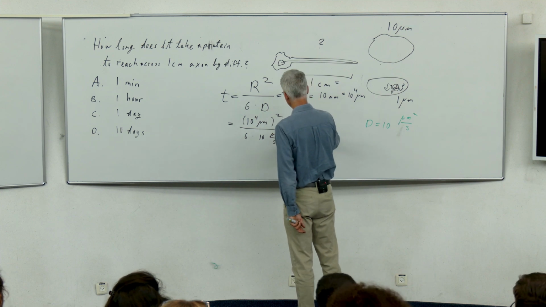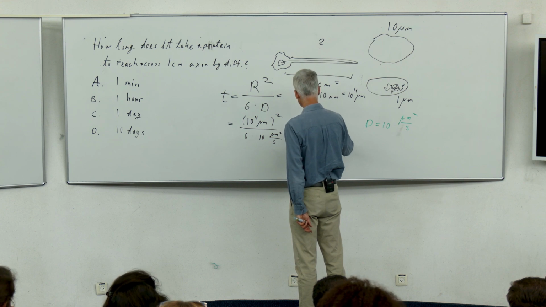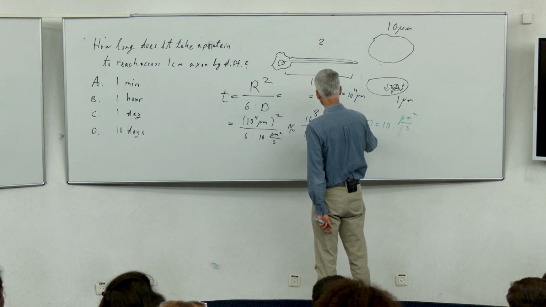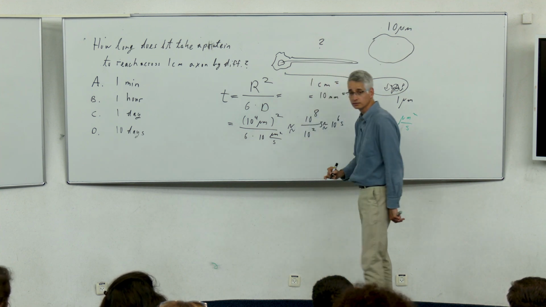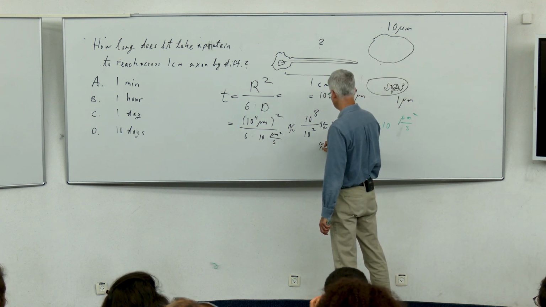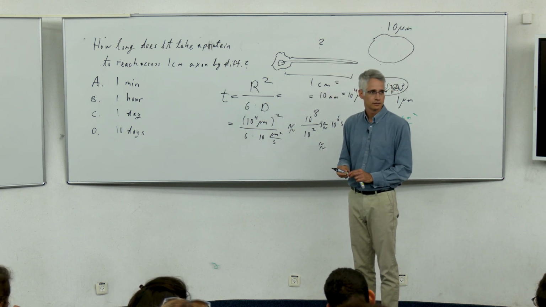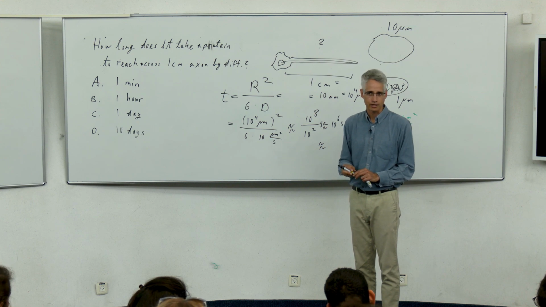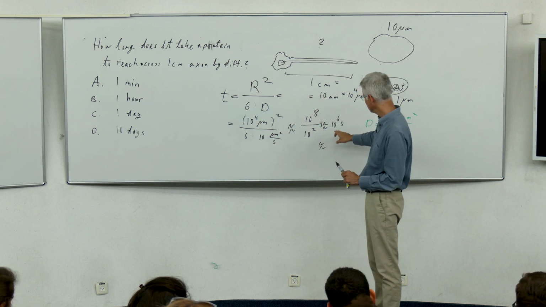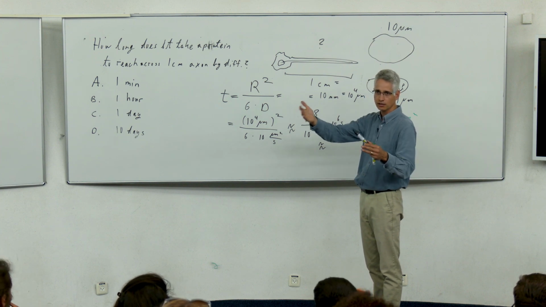10 to the 4 squared, so we have 10 to the 8 divided by 10 to the 2 micrometers squared per second, so we have 10 to the 6 seconds. What can we do with 10 to the 6 seconds? Do you remember how many seconds there are in a year? Pi times 10 to the 7. That's how I like to think about it. It's very close to pi times 10 to the 7, so like 3 times 10 to the 7, so that's 1 in 30 of this. If I have 300 days in a year, divided by 30, it's 10 days.